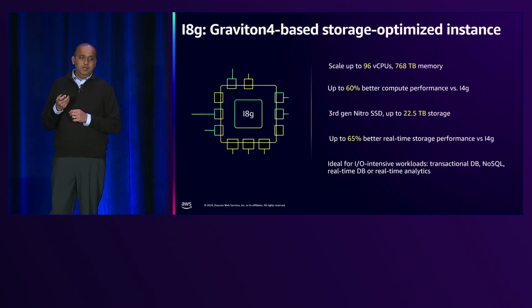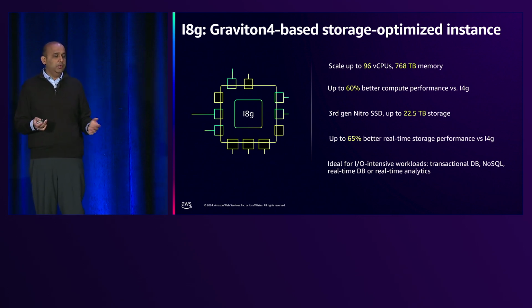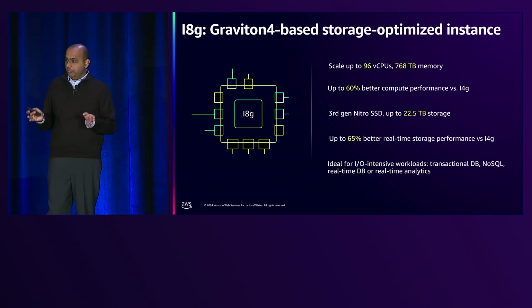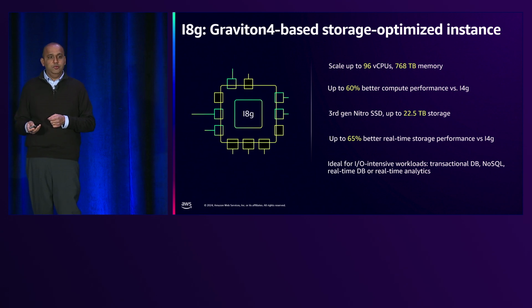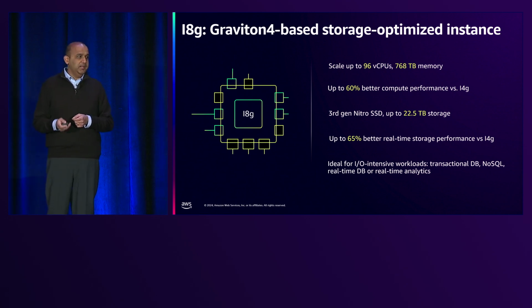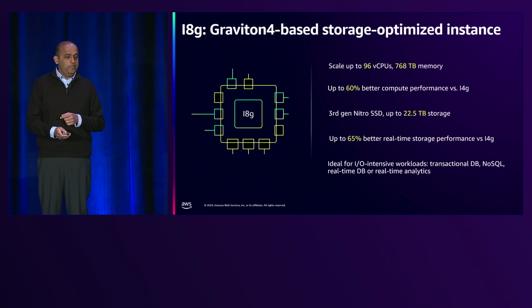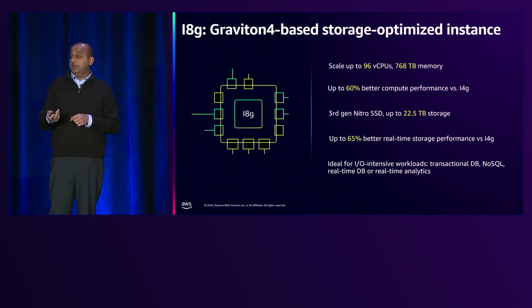The latest addition to our Graviton 4 instance lineup is the I8G storage optimized instance that we just launched a couple of days ago at the start of re:Invent. I8G is great for latency-sensitive and I/O-sensitive storage applications like transactional databases and analytic workloads. And it delivers, with 22.5 terabytes of local NVMe instance storage, up to 65% better real-time storage performance. Additionally, just yesterday, we also pre-announced a network-optimized Graviton 4 instance that's based on our 6th generation Nitro system, and that's expected to be available in the coming weeks.